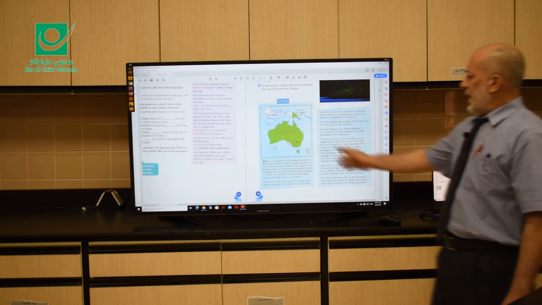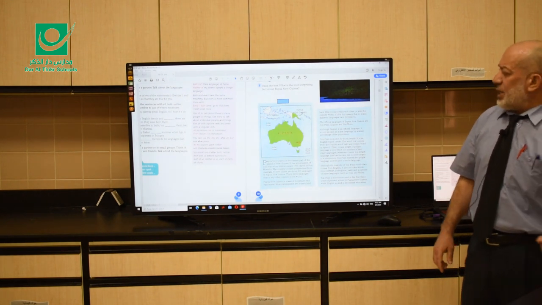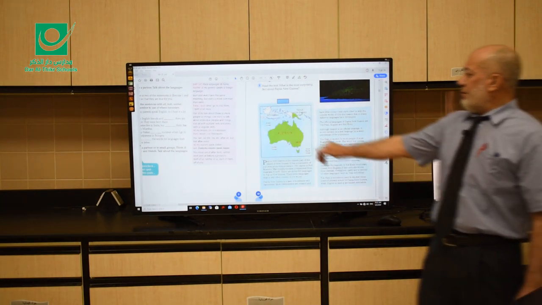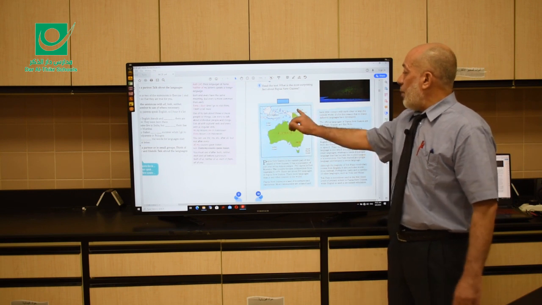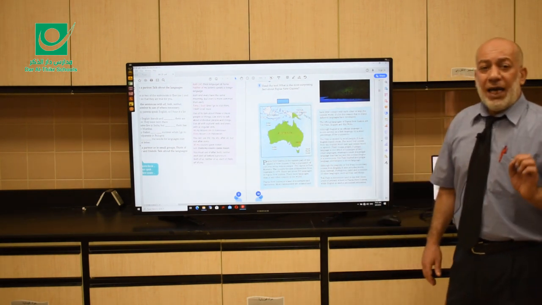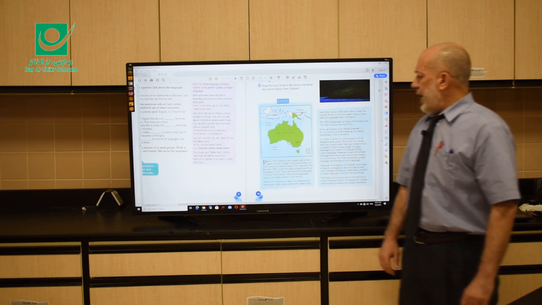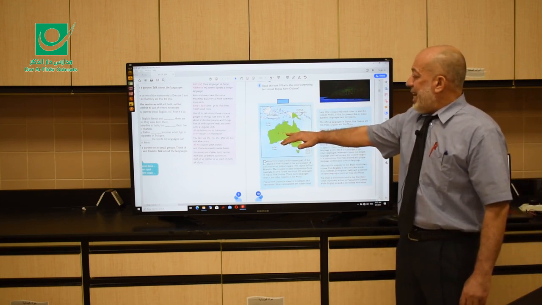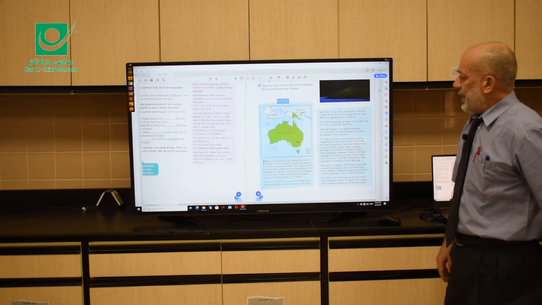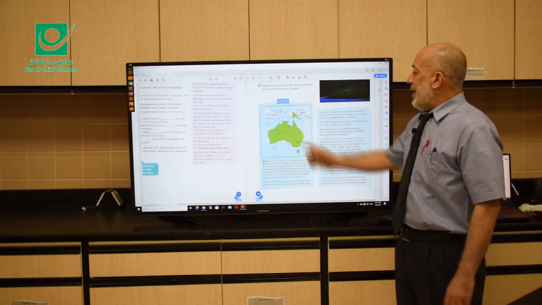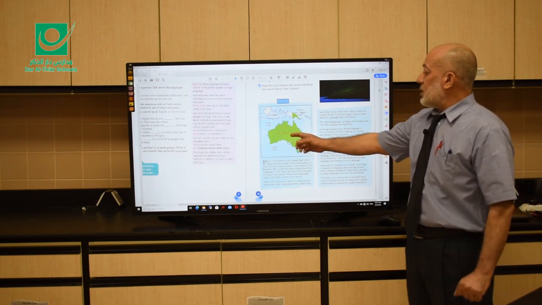Look at this now. In this map, what countries can you see here? And where is it? Is it in Asia, Africa, or Europe? Look here, we have Indonesia. We have Australia, and here we have Papua New Guinea. These are islands, okay? They are in the northern part of Australia, and this country was colonized by Australia.